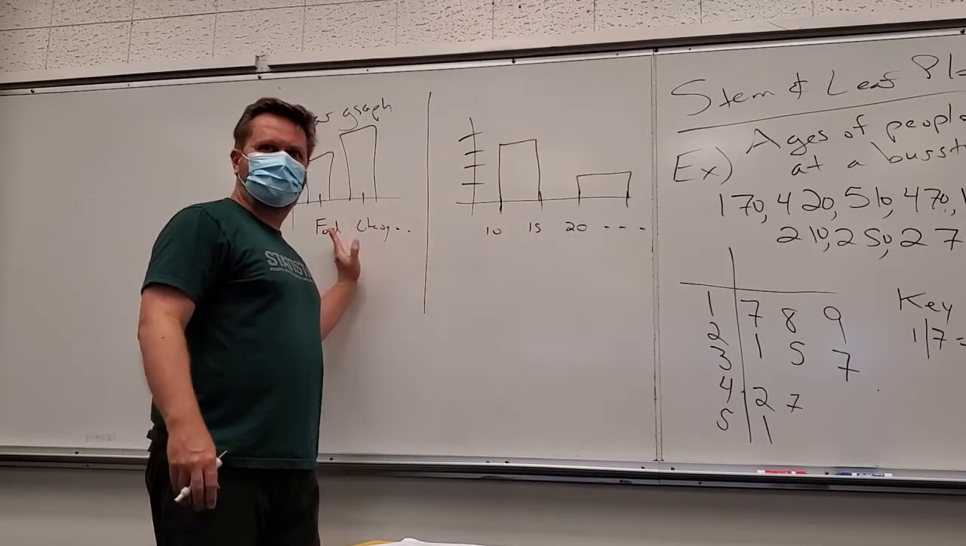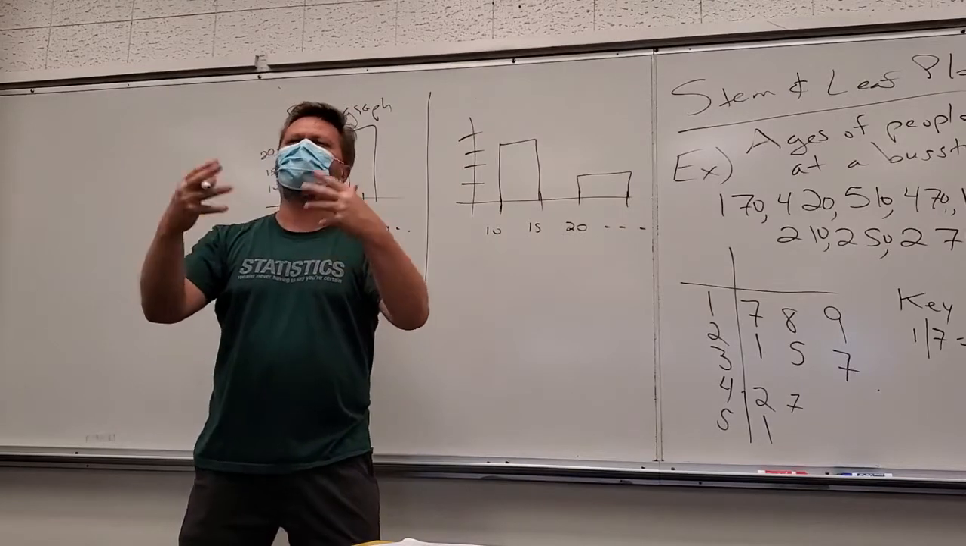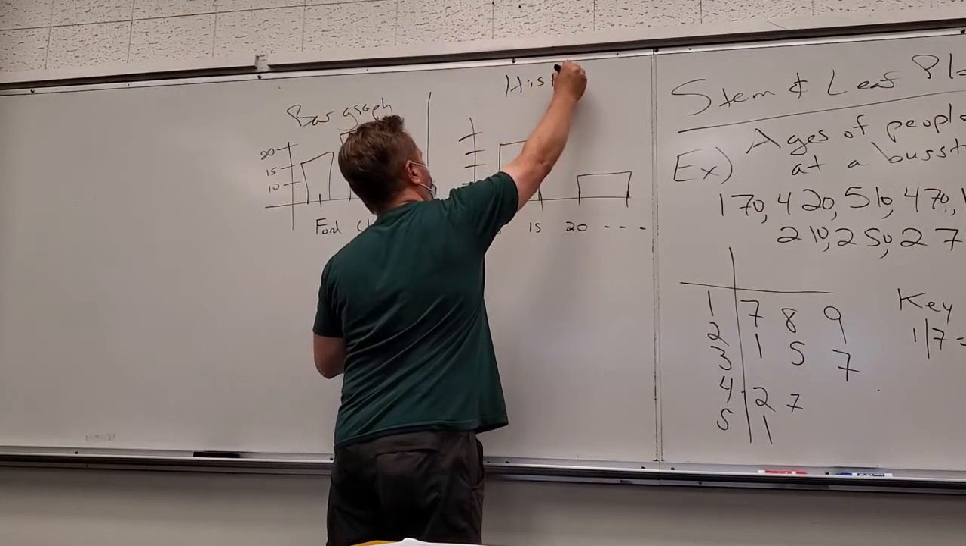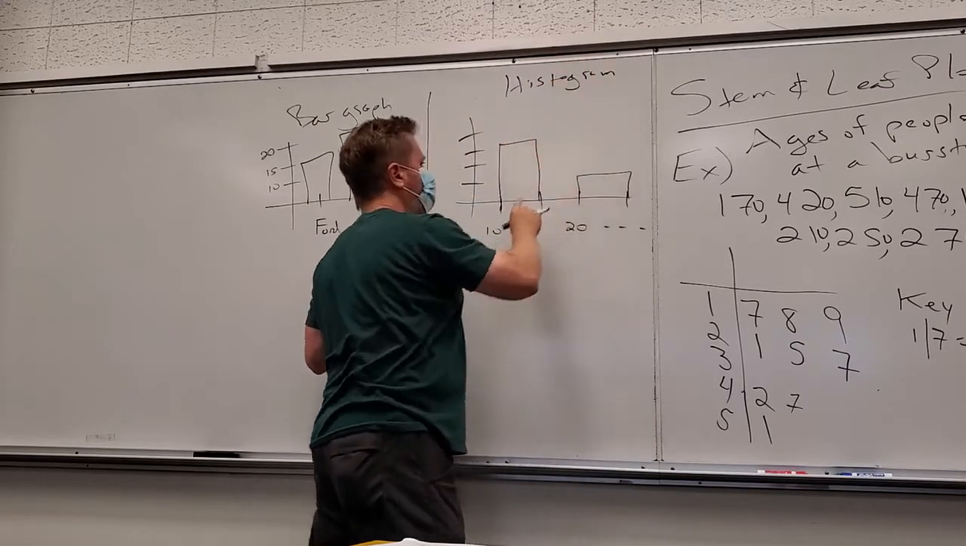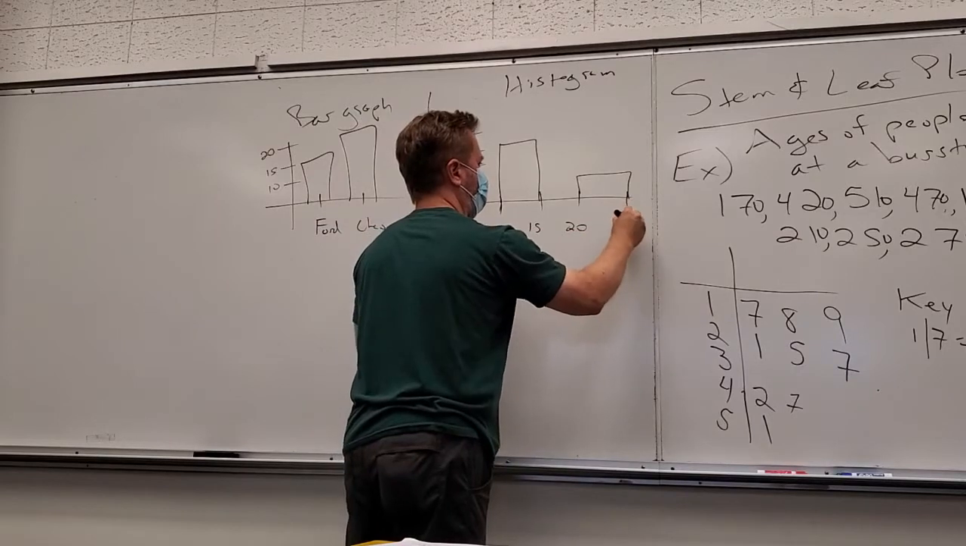It is essentially a bar graph, but we give it a different name because it's got a little different requirements. So bar graph, this is a histogram. What do you think the class width is up here? Get in there.